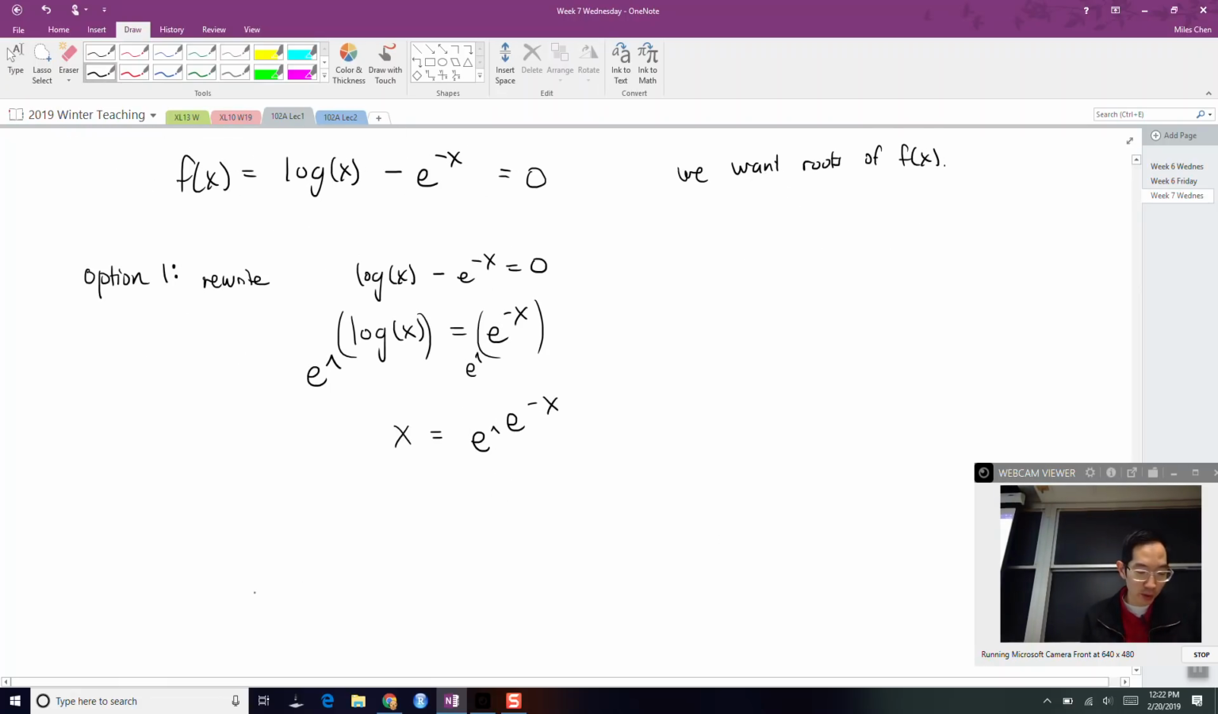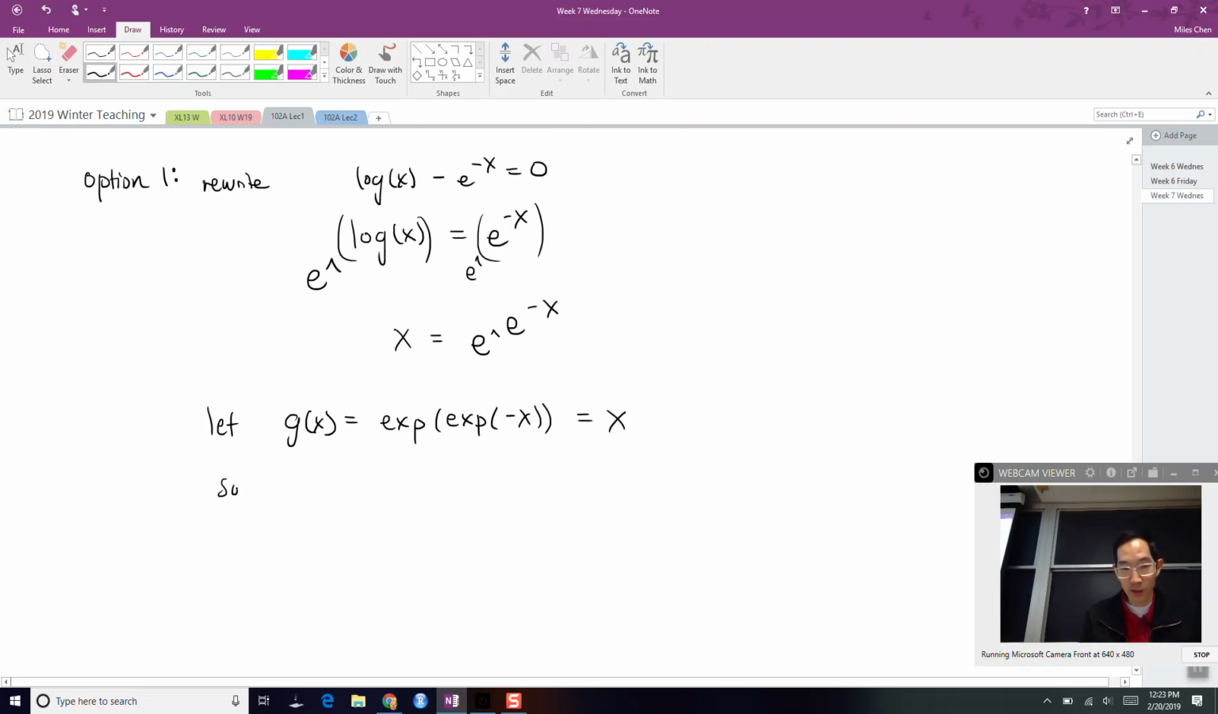And then what we'll do is we will let g of x be equal to, I'm going to just rewrite this as exp of exp of negative x, and we set that equal to x, and we'll try to solve for x, a fixed point of g. Okay, so that's one way to do it.